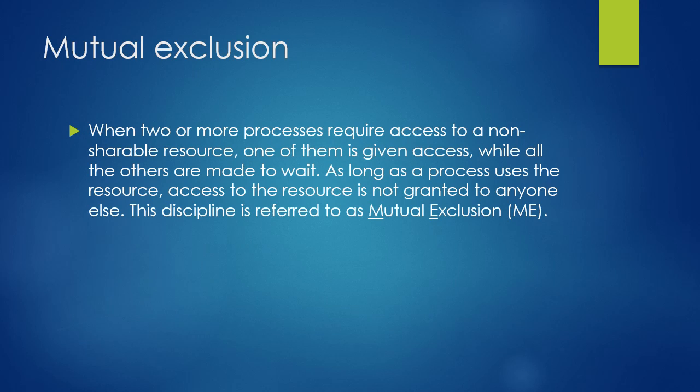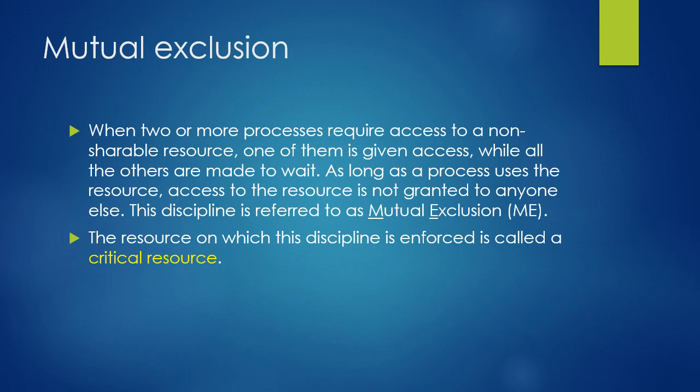Mutual exclusion. When two or more processes require access to a non-shareable resource, one of them is given access while all the others are made to wait. As long as a process uses the resource, access to the resource is not granted to anyone else. This discipline is referred to as mutual exclusion or ME.